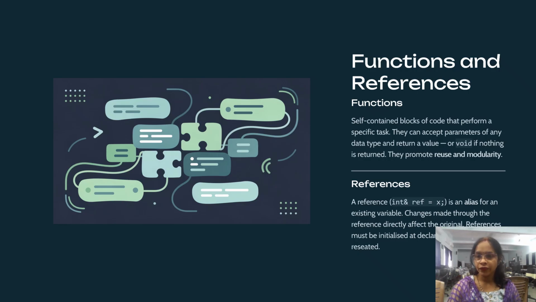And if we talk about references, a reference is an alias for an existing variable. Changes made through the reference affect the variable directly. That means int x = 10; int& ref = x. Now ref and x refer to the same memory. References must be initialized at declaration, and they are commonly used in function parameters for aliasing variable names.